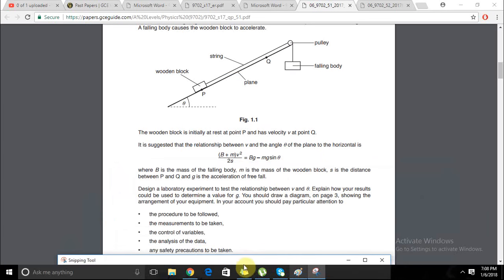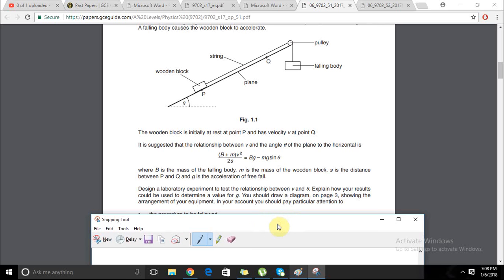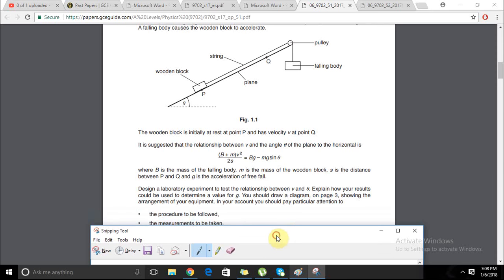And then what is S? It is the distance between P and Q. Again, S needs to be the same, and you need to be able to measure it. You need to have a value of S as well. You'd have to use a ruler in this scenario, and you'd have to mark P and Q using some sort of permanent pen so it is easy to position them. And G is obviously already a constant, 9.81.